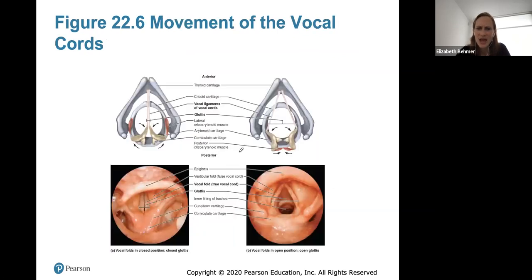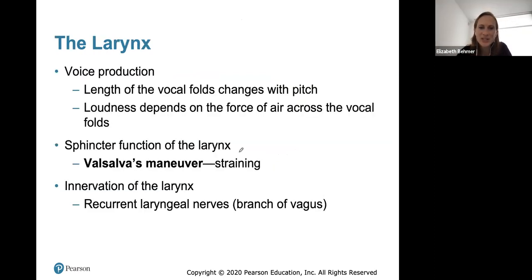And here's a better look at the movement of vocal cords and how they will open and close to resonate and vibrate in order to produce sound. Males have longer vocal cords, and that gives them a lower or deeper pitched voice. And the length of the vocal cords, again, will increase during puberty due to testosterone. Voice production: the length of the vocal cords changes with pitch. The loudness depends on the force of air across the vocal cords. And that's about all you need to know about voice production.